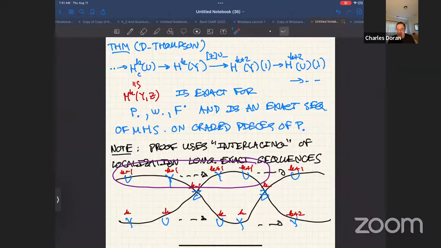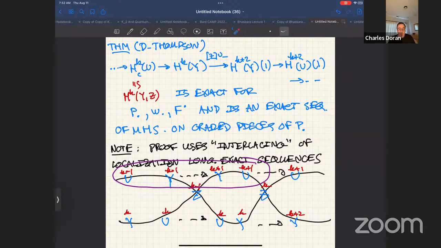And using this and some more or less standard technology that parallels the Clemens-Schmid long exact sequence proof, we show with Thompson that there is a four-term long exact sequence: H^k compactly supported on U, H^k(Y), H^{k+1}(Y) with the Tate twist, H^{k+2}(Y), H^{k+2}(U) with the Tate twist. And this map is given by cupping with the class of Z. And the theorem is that this is exact for all three filtrations, and is an exact sequence of mixed Hodge structures in the graded pieces of the perverse Leray.